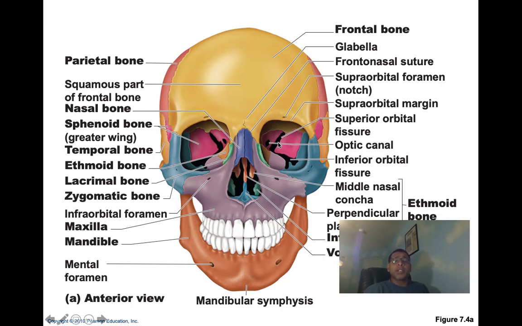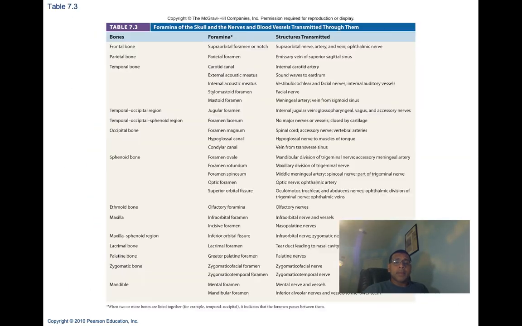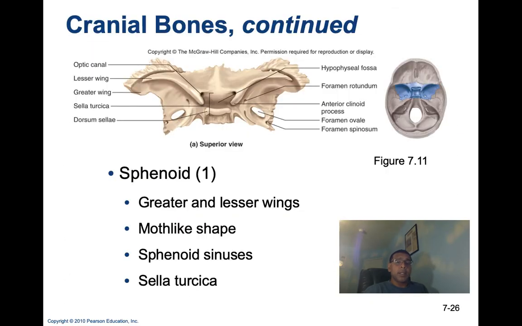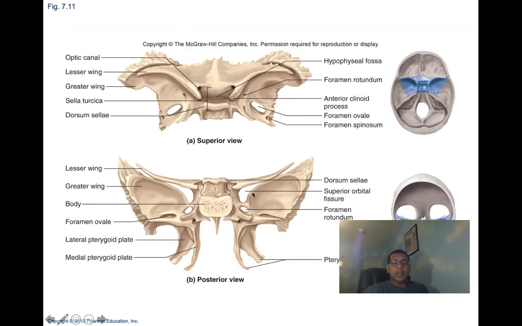Then here we can appreciate the superior orbital fissure. The superior orbital fissure is going to be found as a long slit between the greater and the lesser wings. Best view to see it was from there. Here you can see it basically right in here. And it's going to be important because it's going to allow cranial nerves number 3, 4, and 6 to pass.